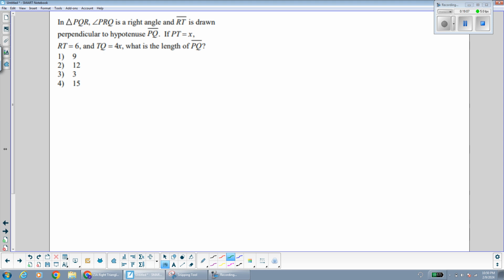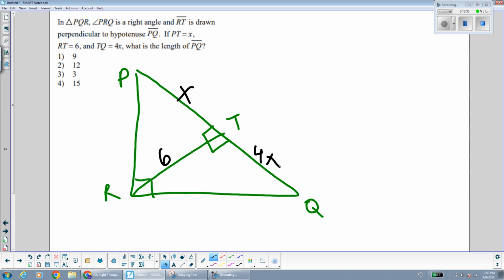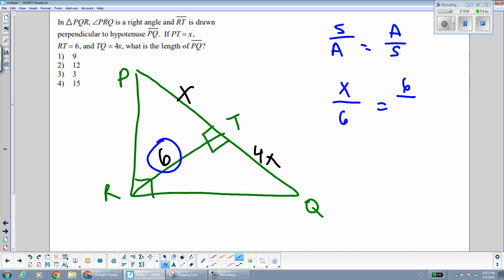Over here, we're told that we have triangle PQR, where angle PRQ is a right angle, and RT is drawn perpendicular to hypotenuse PQ. If PT is X, RT is 6, and TQ is 4X, what is the length of PQ? So we need to ask ourselves, hills or SAS? And we know the altitude, so this is SAS. The two segments are X and 4X, and the altitude is 6.